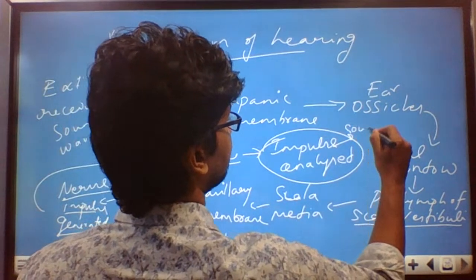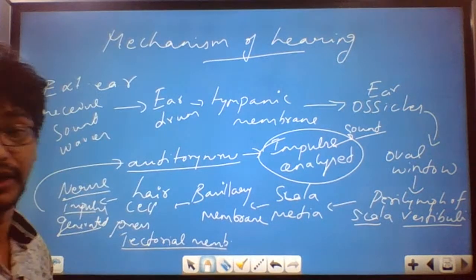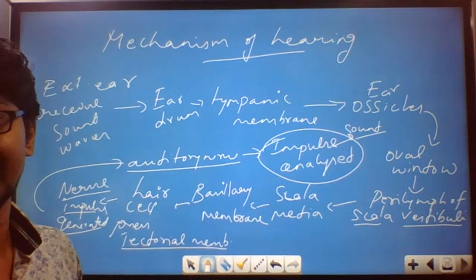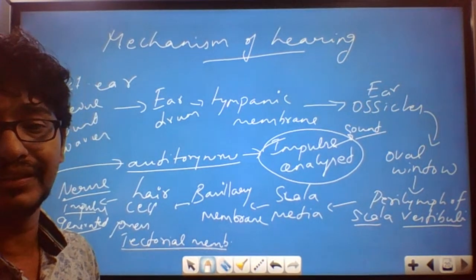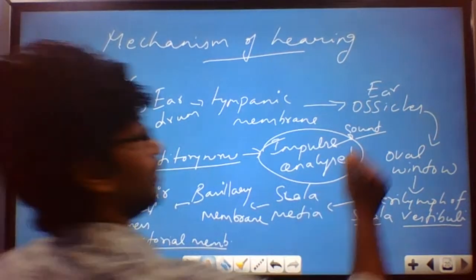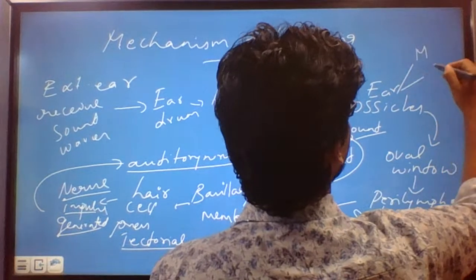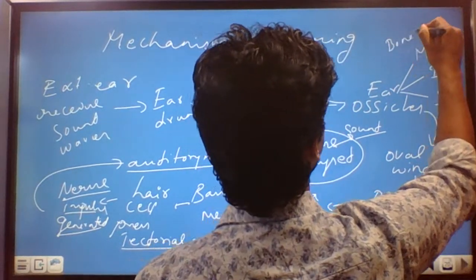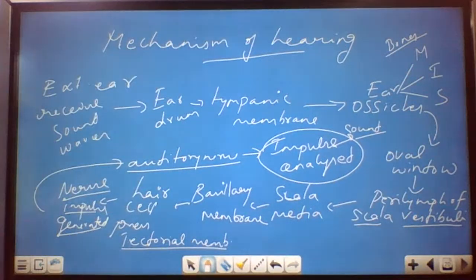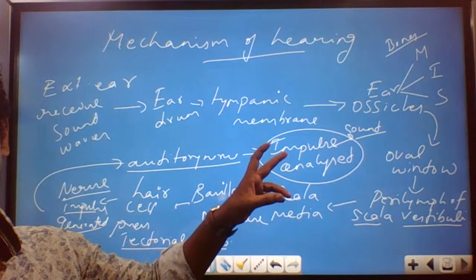What type of sound? Whether it's very loud or a melody, what type of sound is getting recognized. Ossicles means the three bones that we are talking about: malleus, incus, and stapes. These three are called ossicles. These ear bones we call ossicles. There are six in number, right?